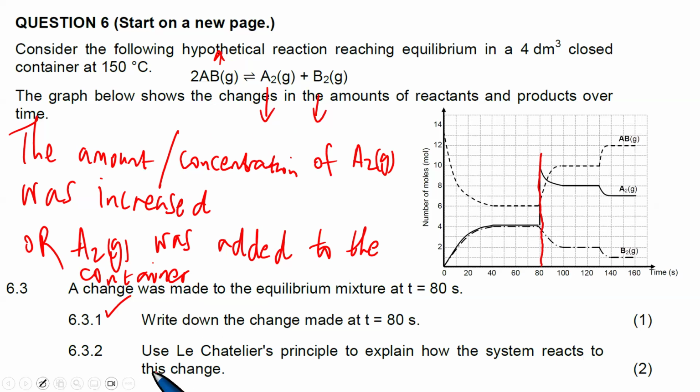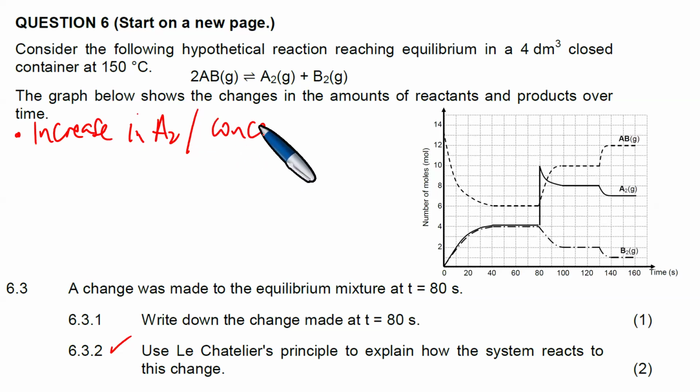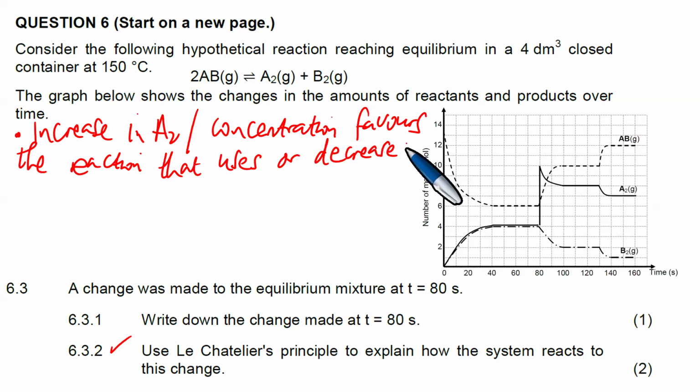Let's look at the next question. Okay, the next question says, use Le Chatelier's principle to explain how the system reacts to this change. Okay, this is the explanation. Use Le Chatelier's principle to explain how the system reacts to this change. Right, so in 6.3.2, the first thing I'm going to say is increase in A2, concentration favors the reaction that uses or decreases the amount.